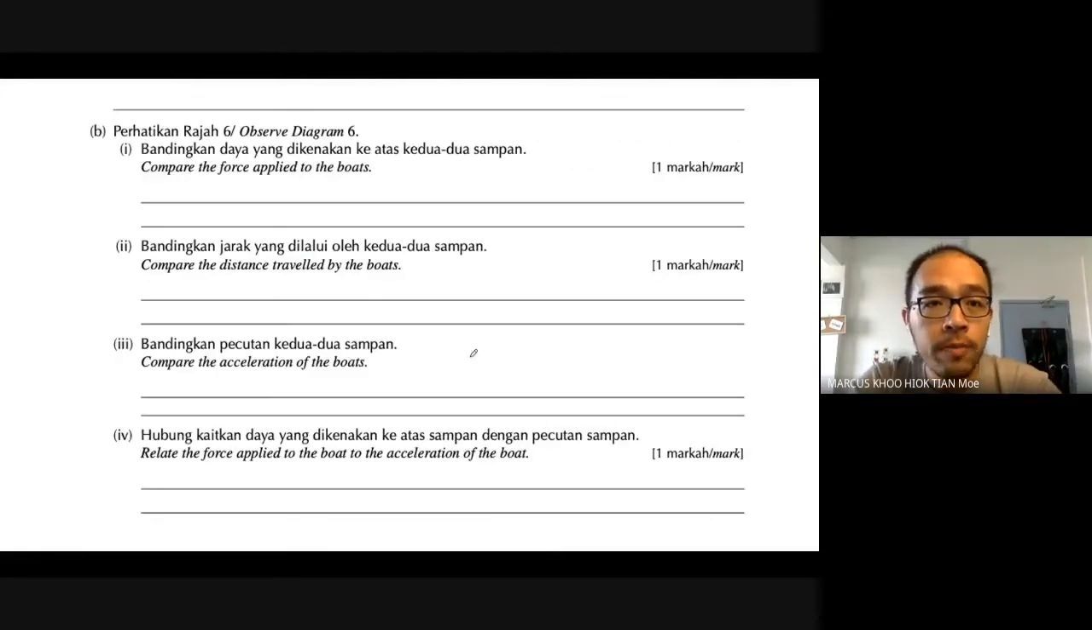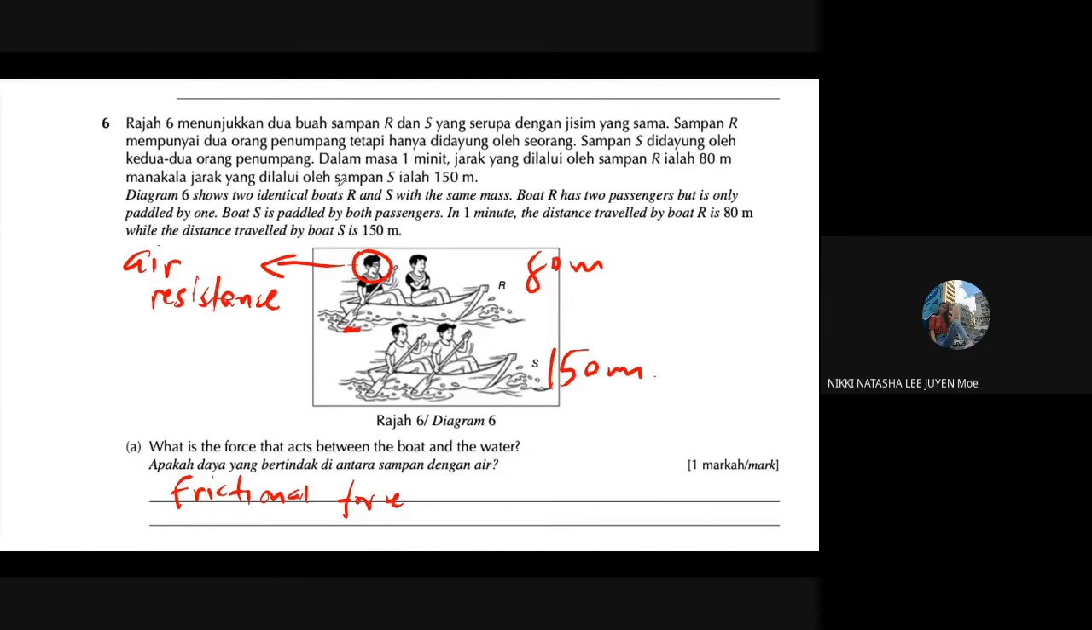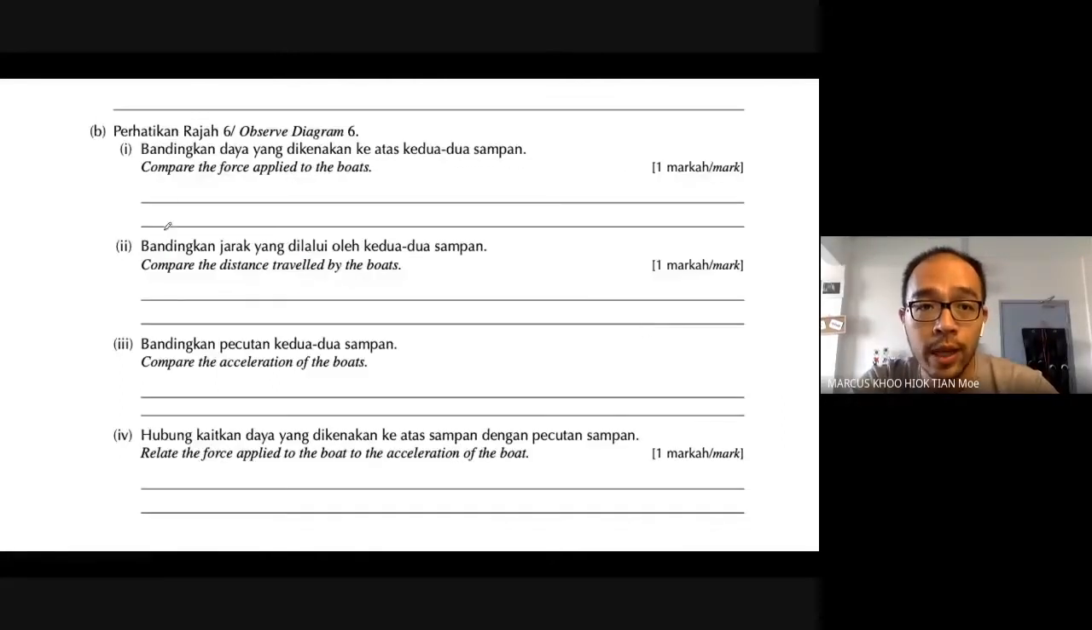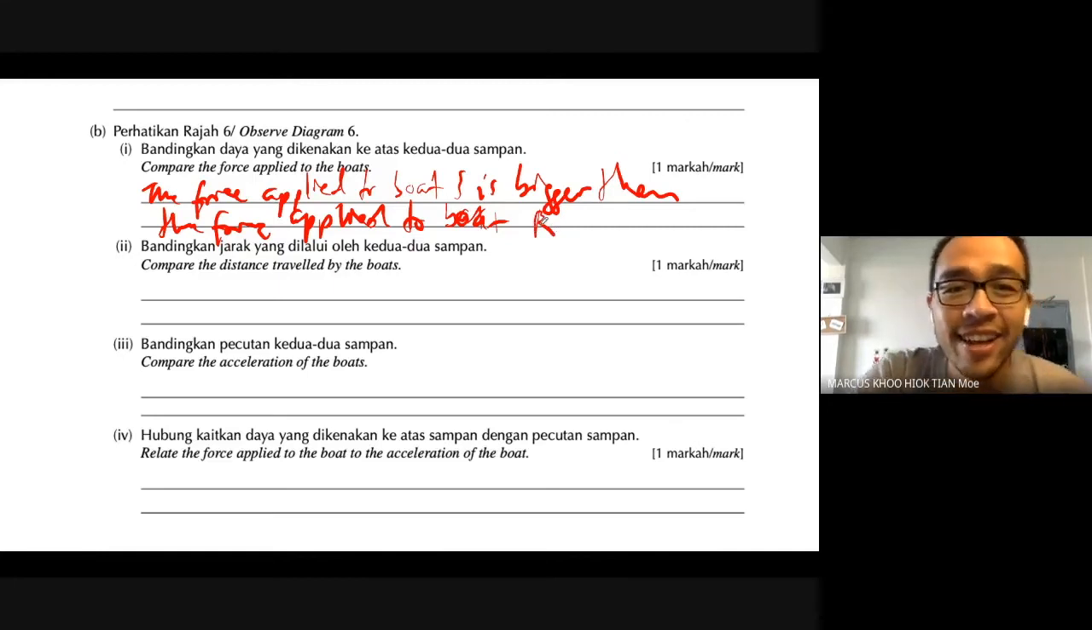Okay, second question. Based on this diagram, I want you to compare the force, compare the distance, compare the acceleration. Let's talk about the force first. Who has the bigger force, R or S? S. Okay, S has the bigger force. So how would we answer this? We would say that the force applied to both S is bigger than the force applied to both R. I don't know if you can read my ugly handwriting, but there you go.